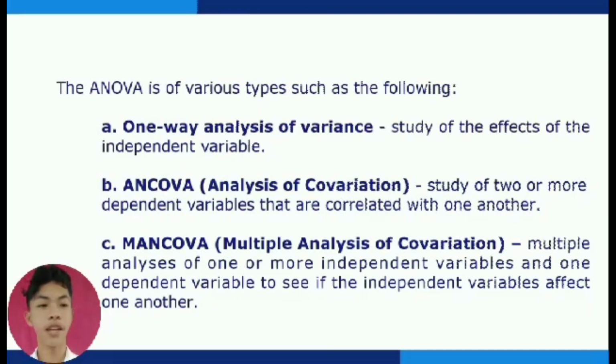The next one is the ANCOVA, or analysis of covariation. Study of two or more dependent variables that are correlated with one another. The last one is the MANCOVA, or multiple analysis of covariation. Multiple analysis of one or more independent variables and one dependent variable to see if the independent variables affect one another.